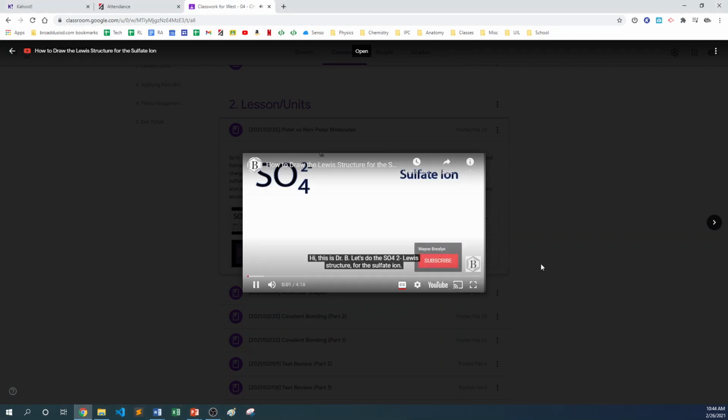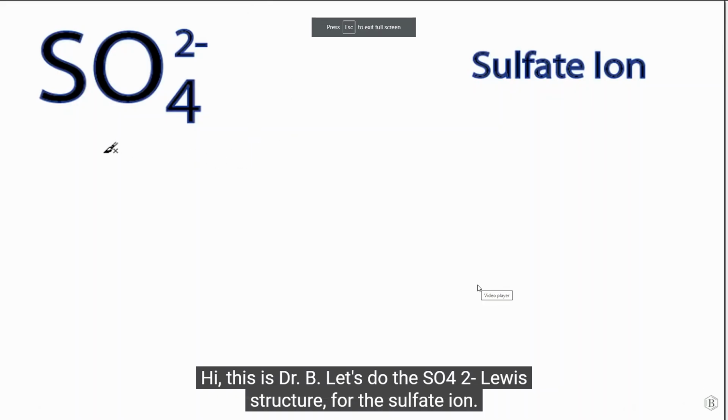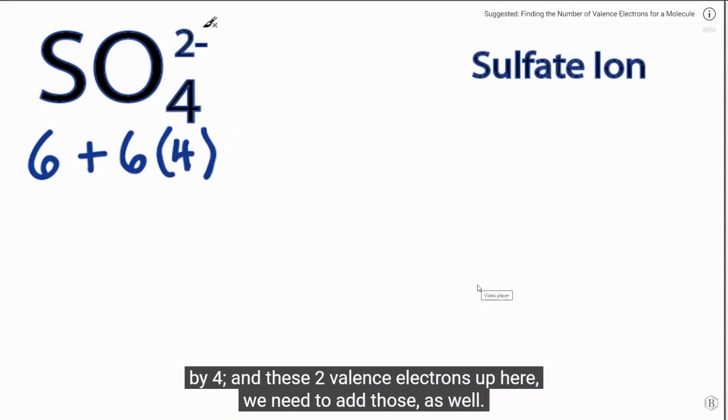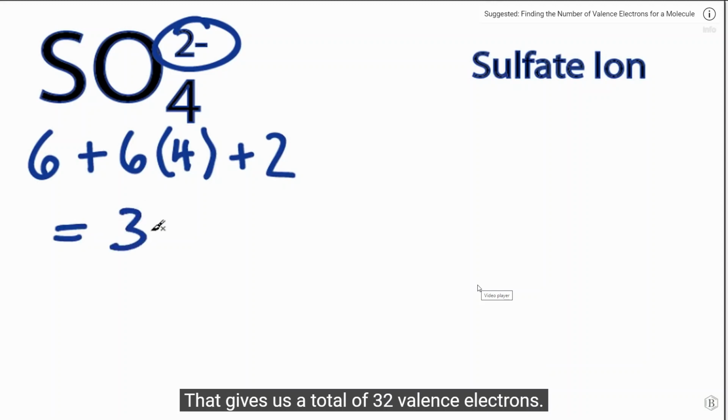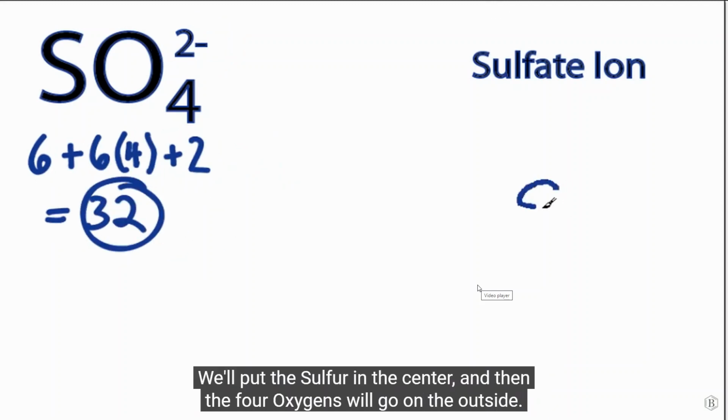Hi, this is Dr. B. Let's do the SO4 2- Lewis structure for the sulfate ion. On the periodic table, sulfur has 6 valence electrons. Oxygen also has 6. We have 4 oxygens multiplied by 6, and these 2 valence electrons up here, we need to add those as well. That gives us a total of 32 valence electrons. We'll put the sulfur in the center, and then the 4 oxygens will go on the outside.